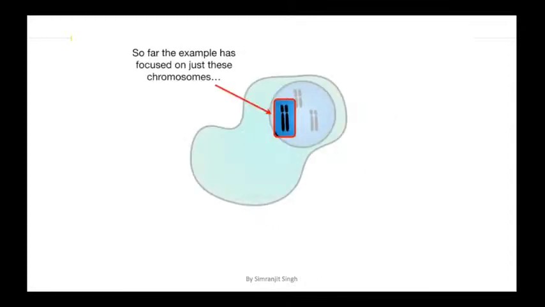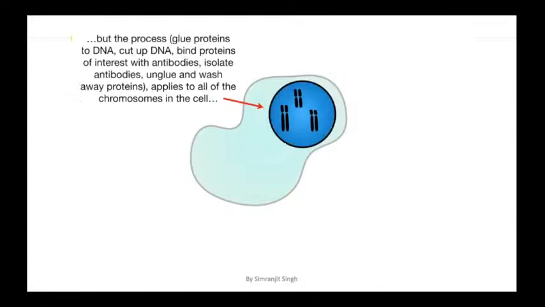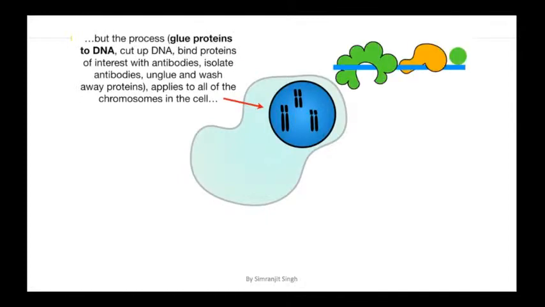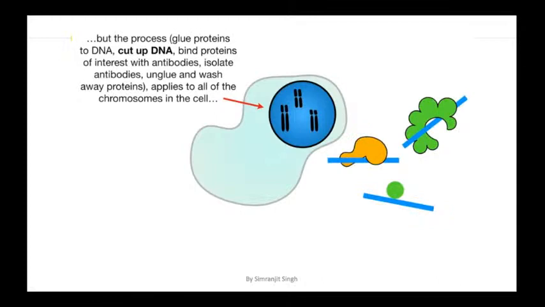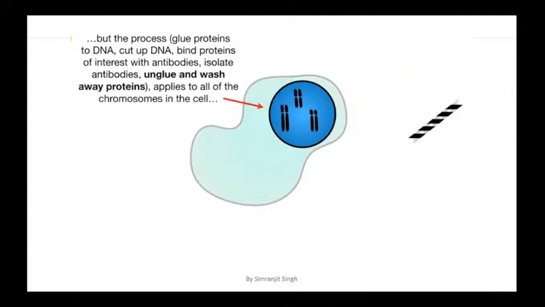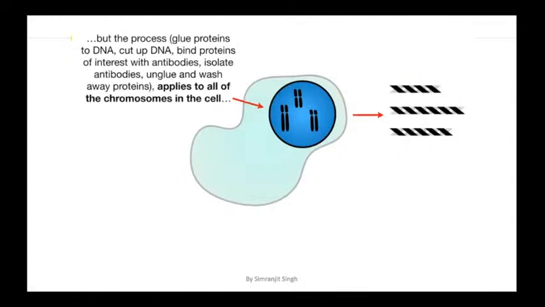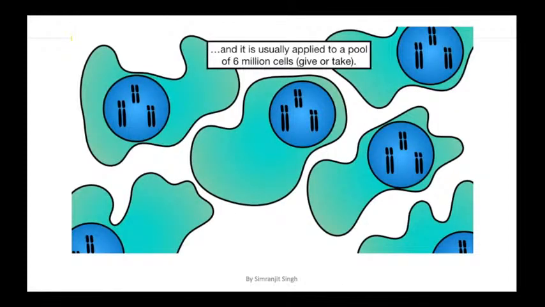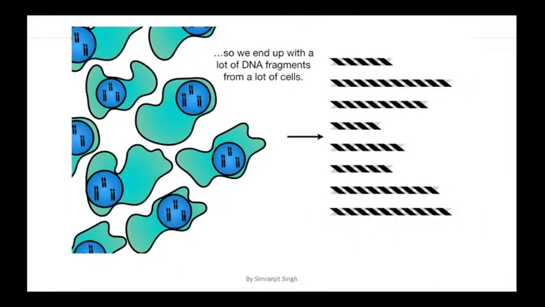So far, the example has focused on just these chromosomes. But the process, glue proteins to DNA, cut up DNA, bind proteins of interest with antibodies, isolate antibodies, unglue and wash away proteins, applies to all the chromosomes in the cell. And it is usually applied to a pool of 6 million cells, give or take a few. So we end up with a lot of DNA fragments from a lot of cells.